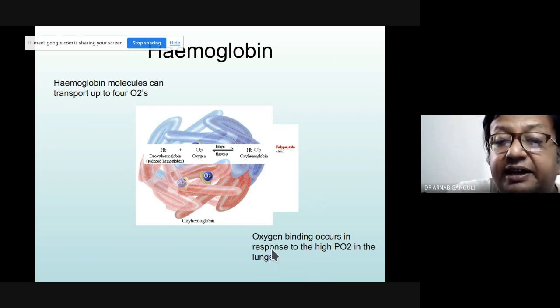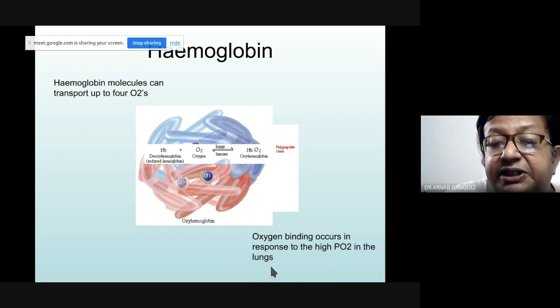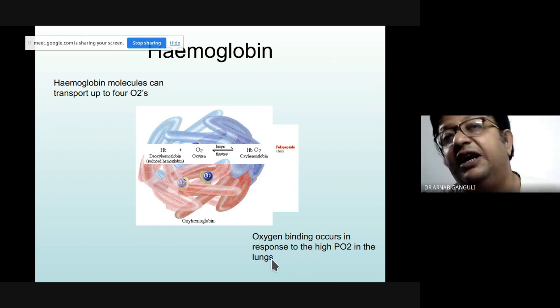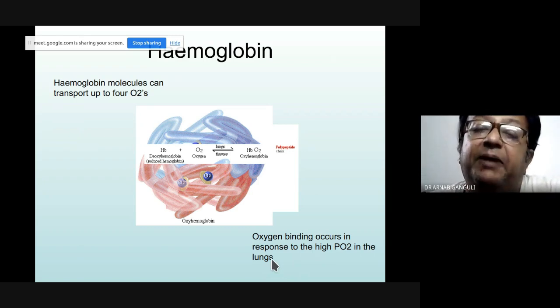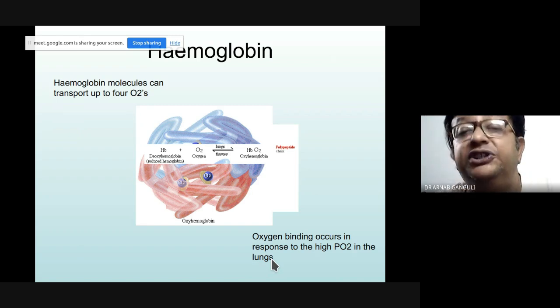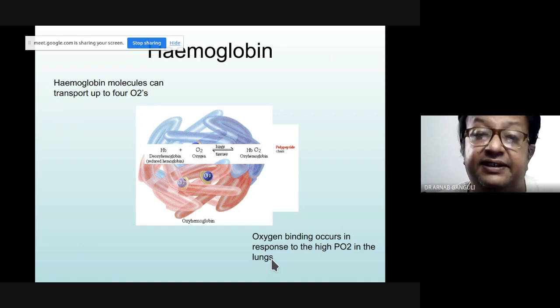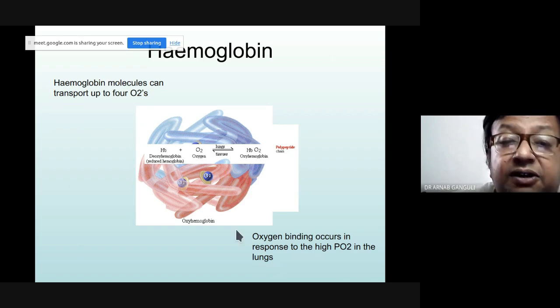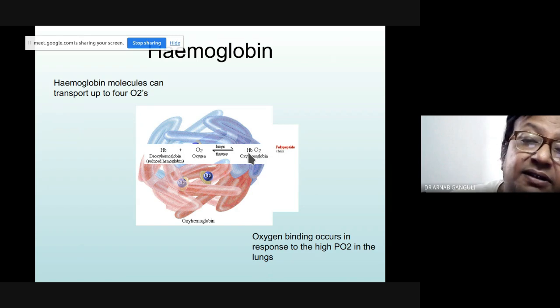So oxygen binding occurs in response to the high partial pressure in the lungs. What happens in your lungs when you take in oxygen-rich air? The oxygen becomes highly concentrated, and therefore the partial pressure of oxygen in the lungs increases. When it increases, what happens? You have oxygen, and we have hemoglobin without oxygen. This oxygen binds in the lungs and it becomes oxyhemoglobin.